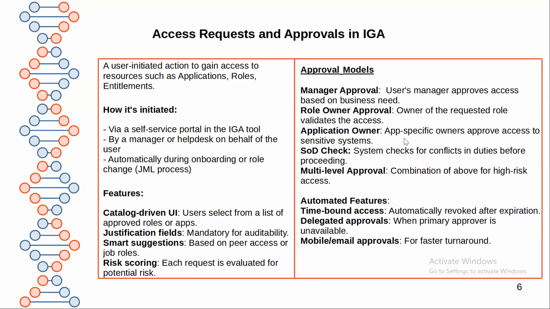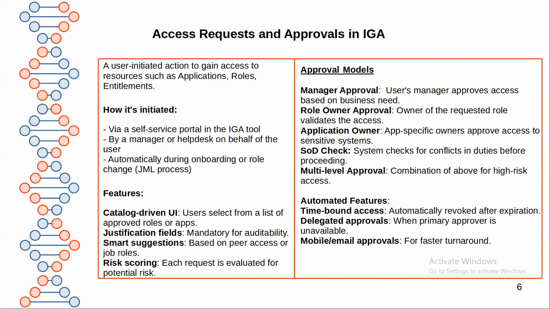Okay, so we know what an access request is. We know how it is getting initiated in IGA. So what are the features we have for this access request? Catalog driven UI. So what does this mean? Users select from a list of approved roles or apps. Based on your own permission in the IGA, you will first log into IGA. Based upon your authentication and authorization, you will see that the list has approved roles and approved applications already coming up for you. This is called catalog driven UI.